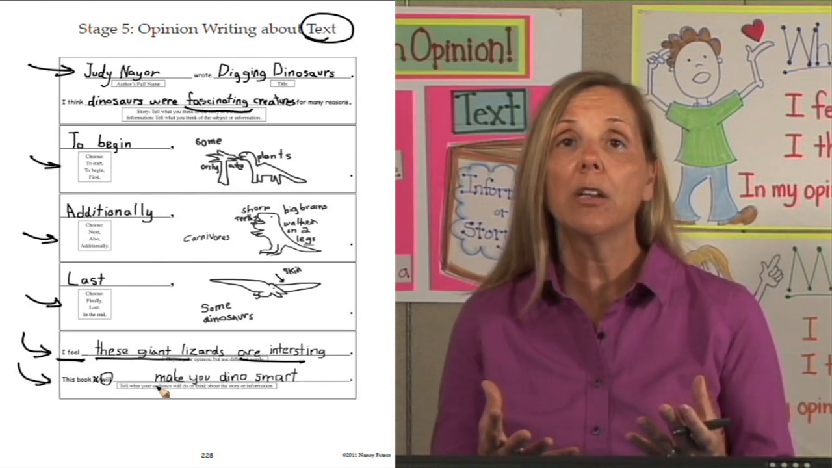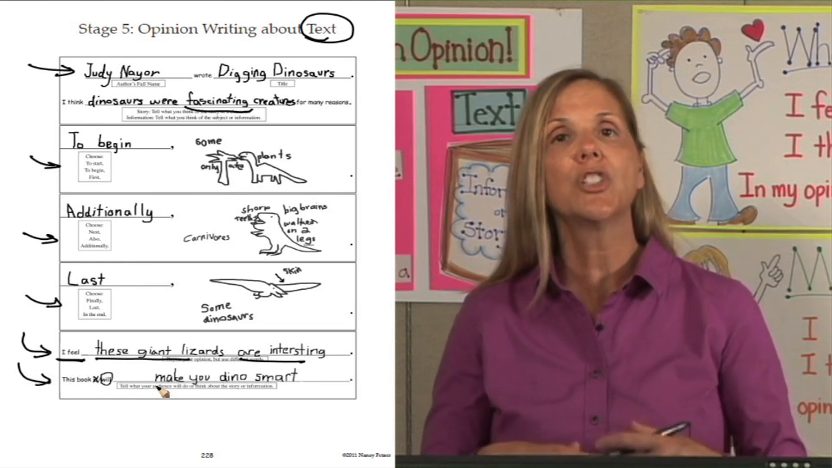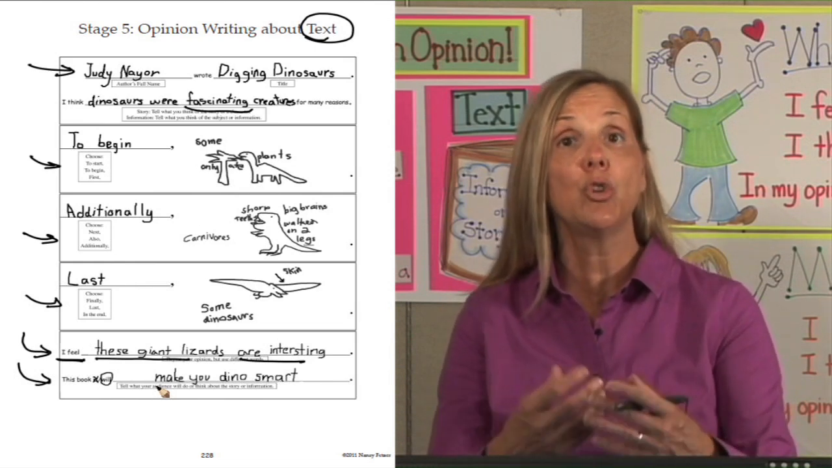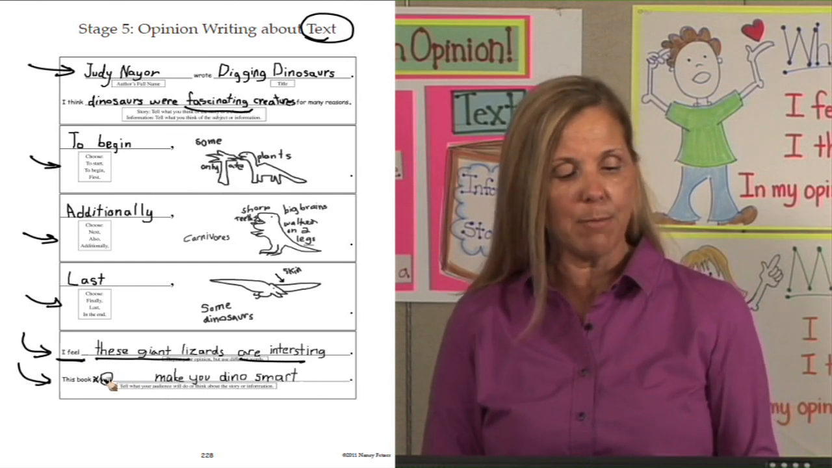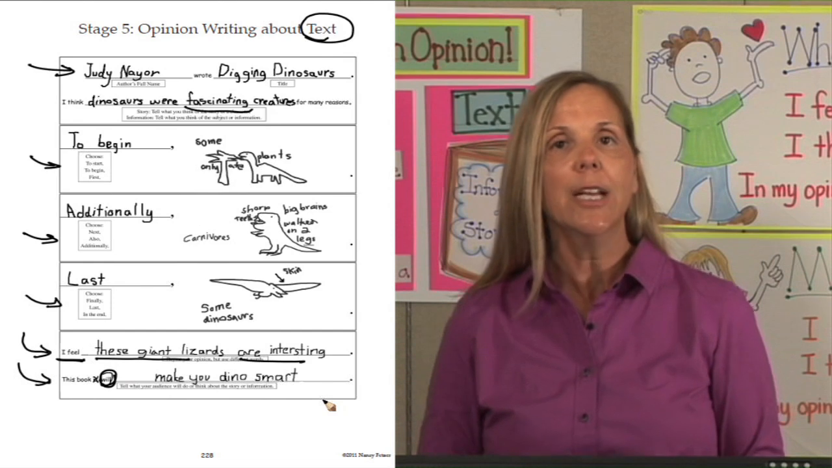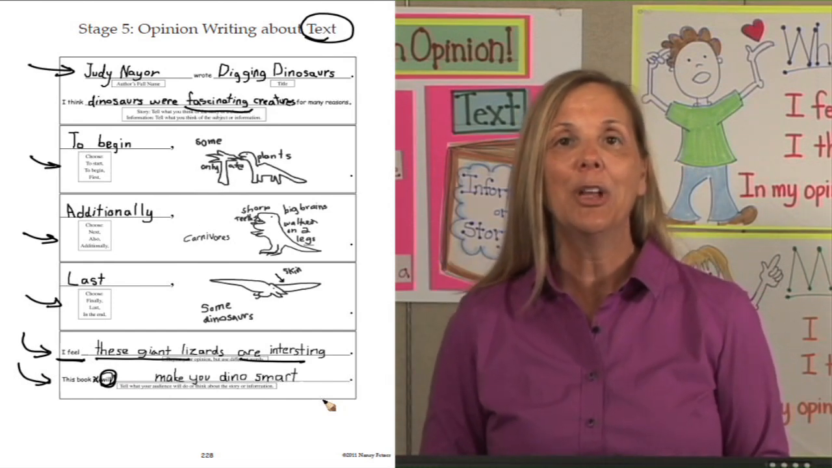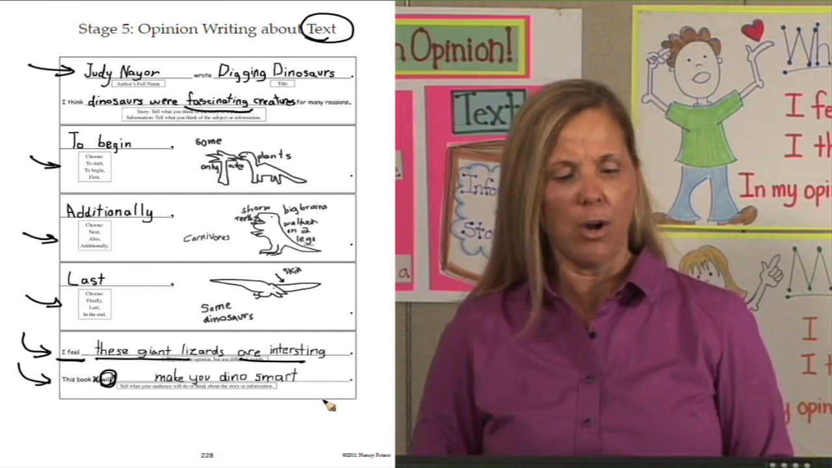I'm going to give you an opinion about this text. This text is superb, is wonderful, or this text will. What will this text do to you, the audience? And they came up with this text will make you dino smart. So they didn't use our tools of ideas. They just came up with their own. This text will make you dino smart.